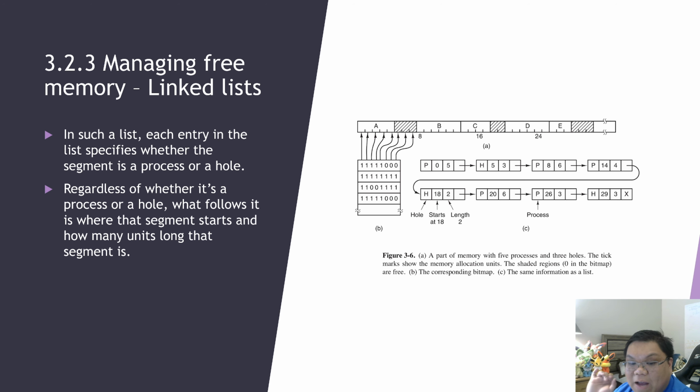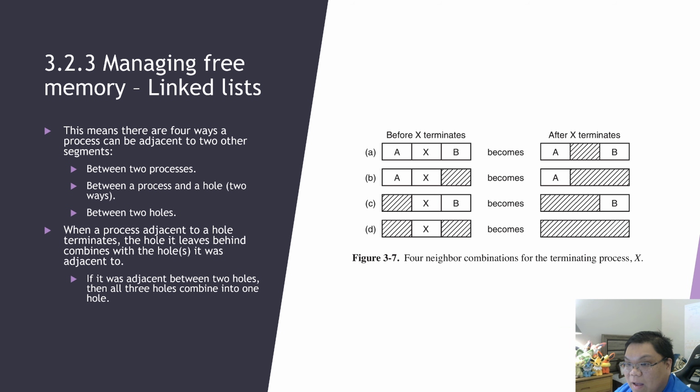But we can have processes adjacent to holes or processes or some combination of that. So a process can be between two processes, between two holes, or some combination of the two. When a process terminates and leaves behind a hole, if it's adjacent to another hole, they just combine into one big hole. So you can never have holes next to other holes. They'll always combine into a larger hole.